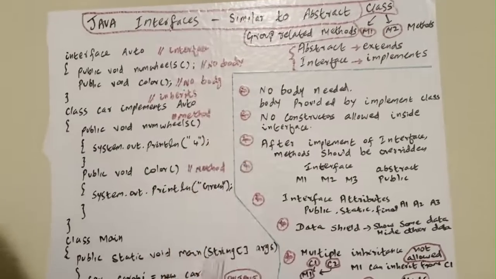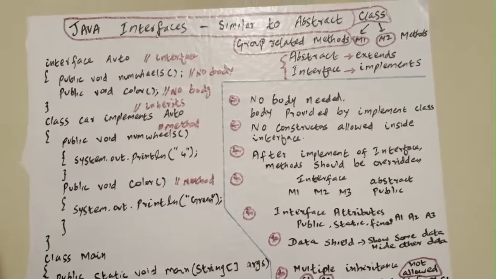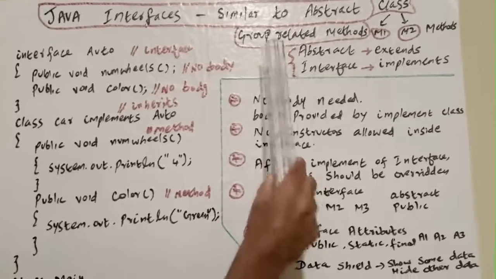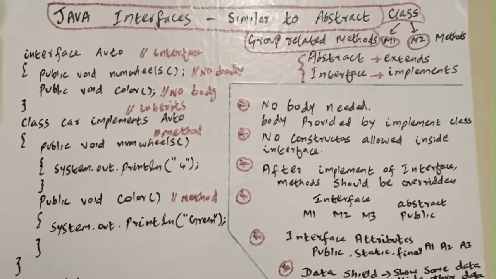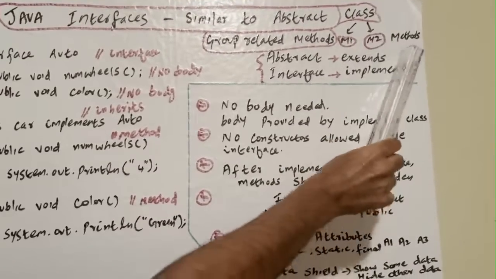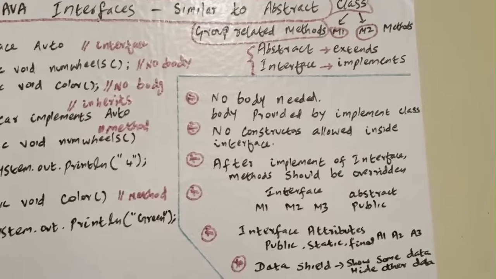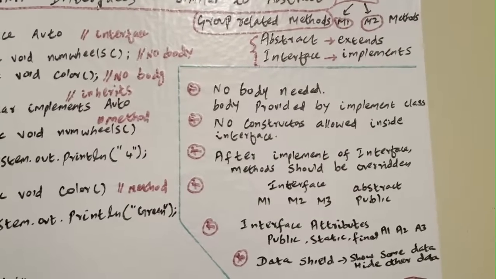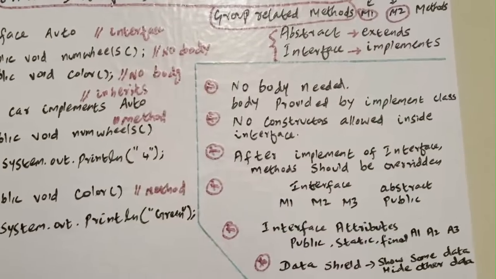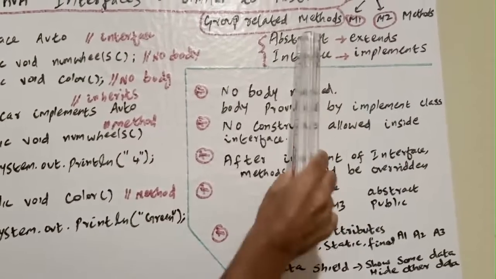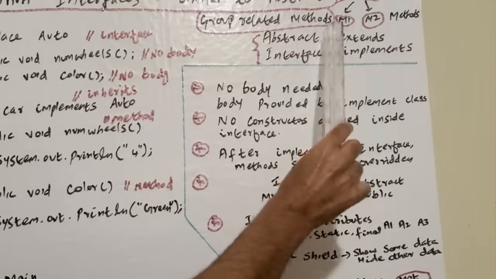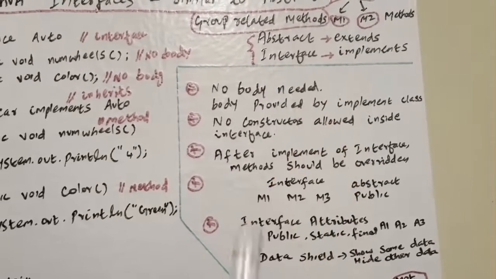A Java interface is similar to an abstract class. Please watch my other video where I explain what an abstract class is. It's used to group related methods. For example, in a class, M1 and M2 are two methods that are similar to each other in their attributes and data manipulation. With abstract classes, we use the extends keyword. Here we use the implements keyword. That's the difference between abstract and interface.